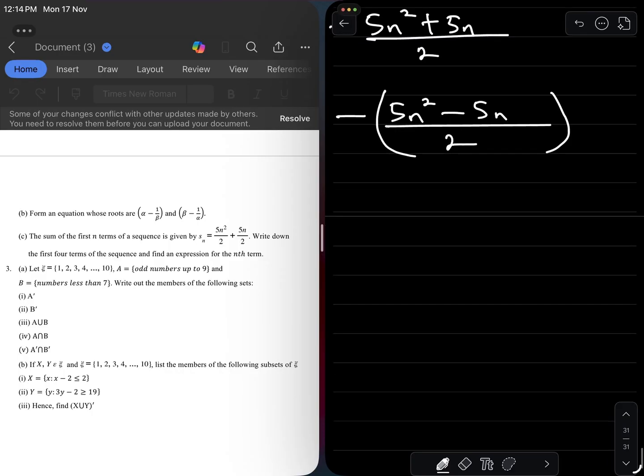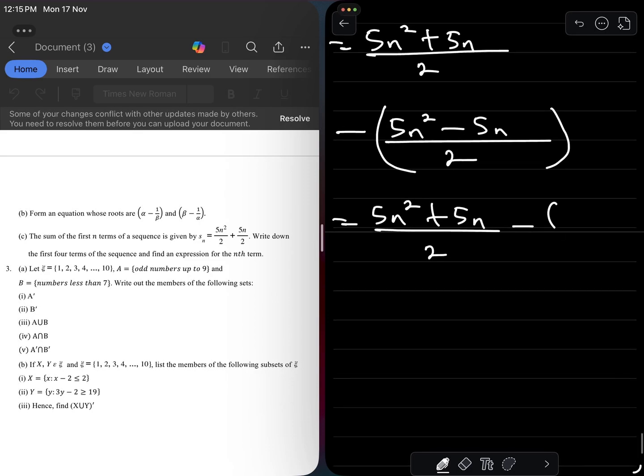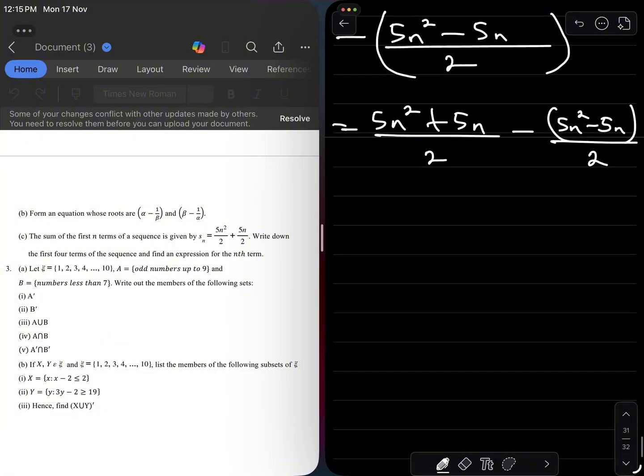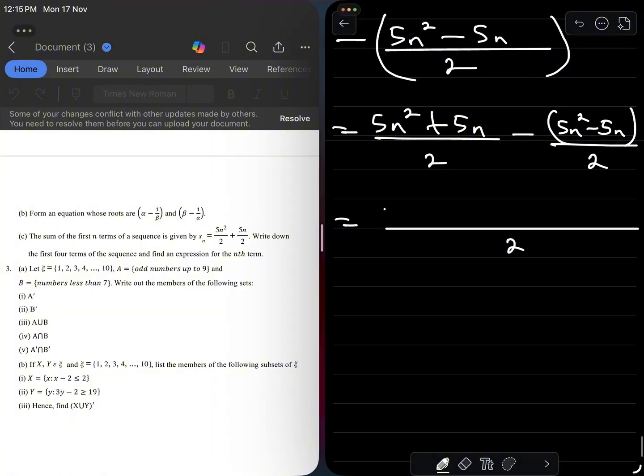And now the next line will be equal to 5n squared plus 5n over 2 minus, this is what it looks like, into bracket 5n squared minus 5n over 2. So now we can find the LCM. The LCM is 2, and 2 divided by 2 is 1. 1 times the whole of this will be 5n squared plus 5n, but don't forget the bracket.